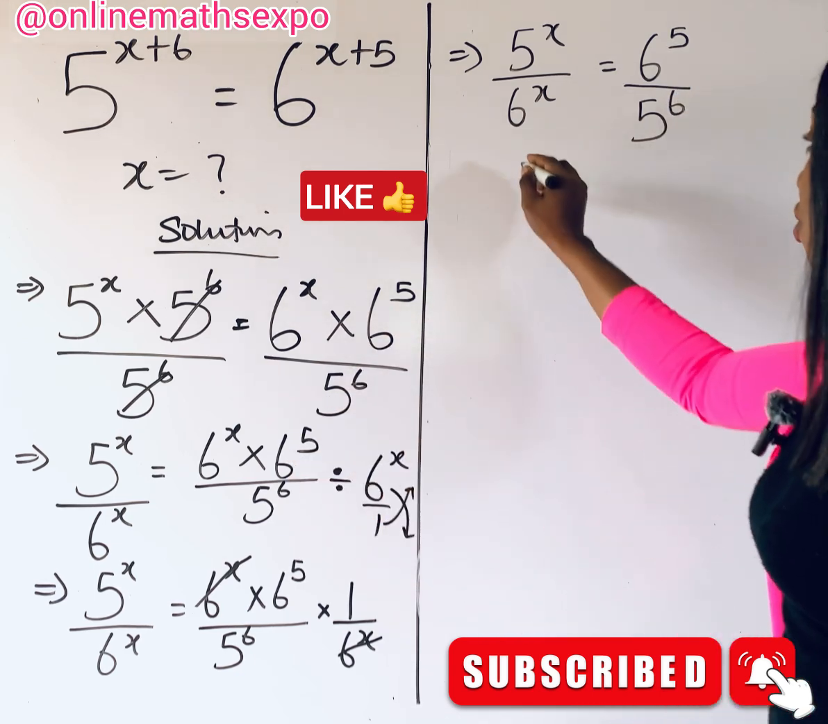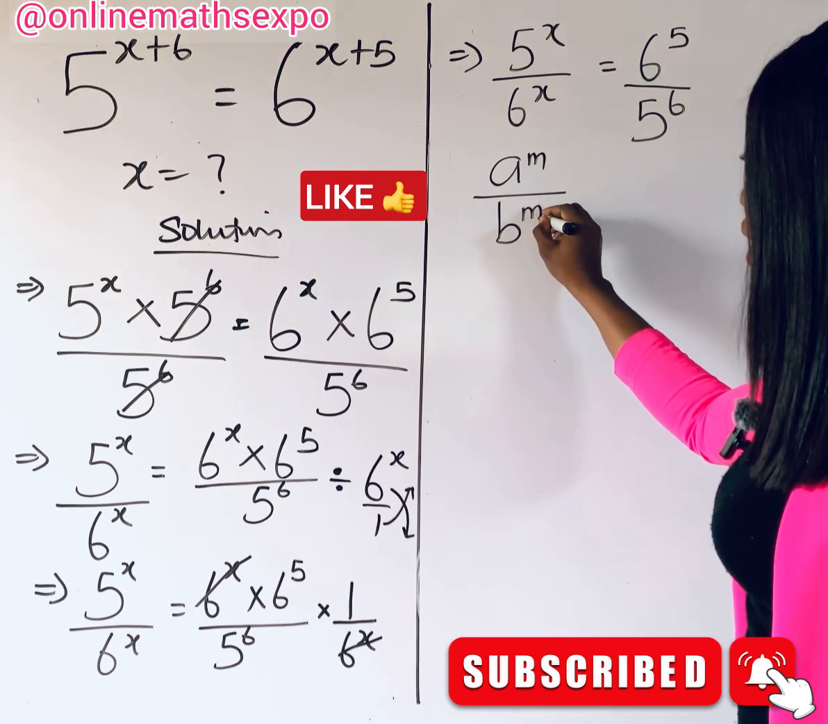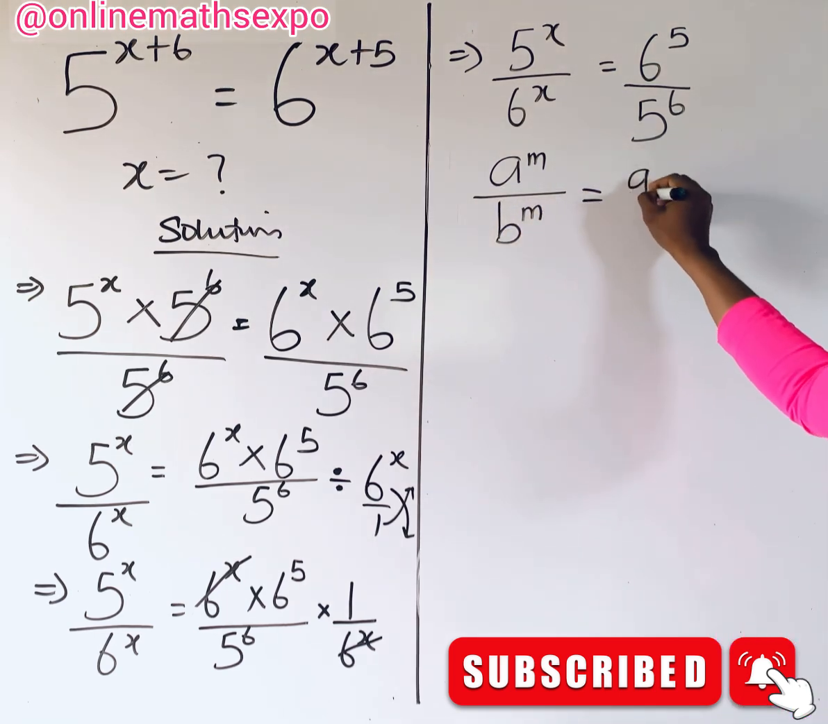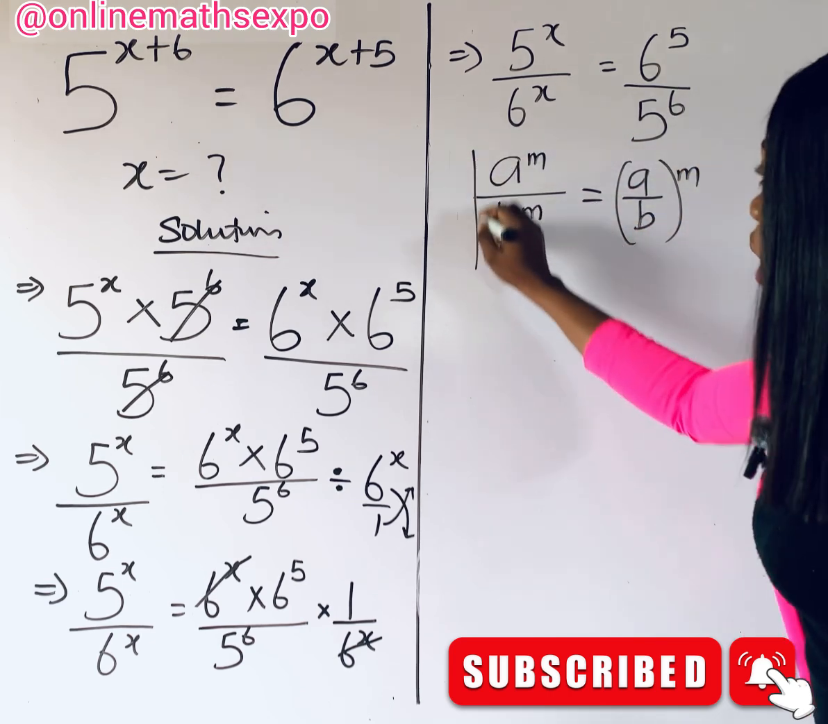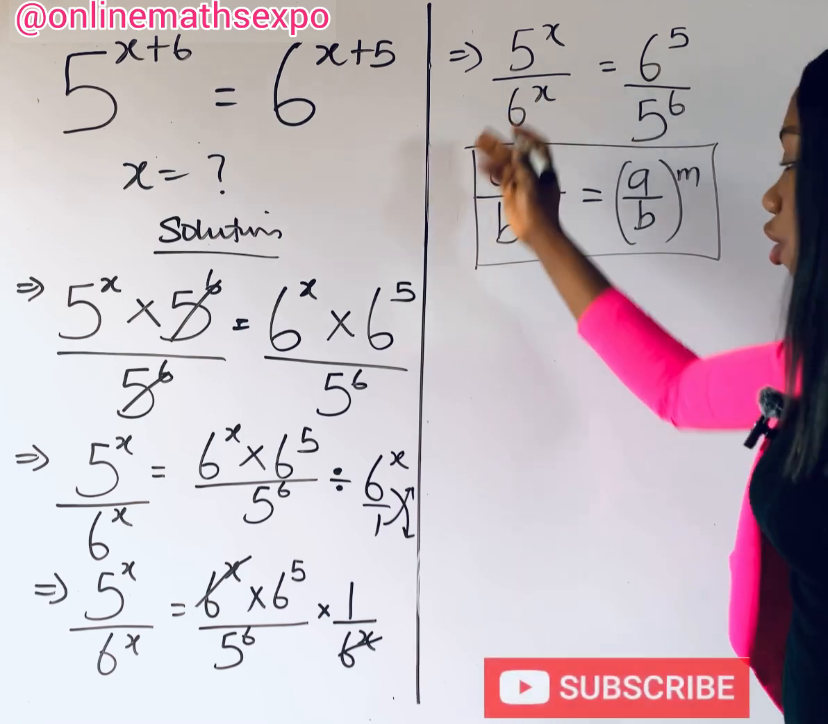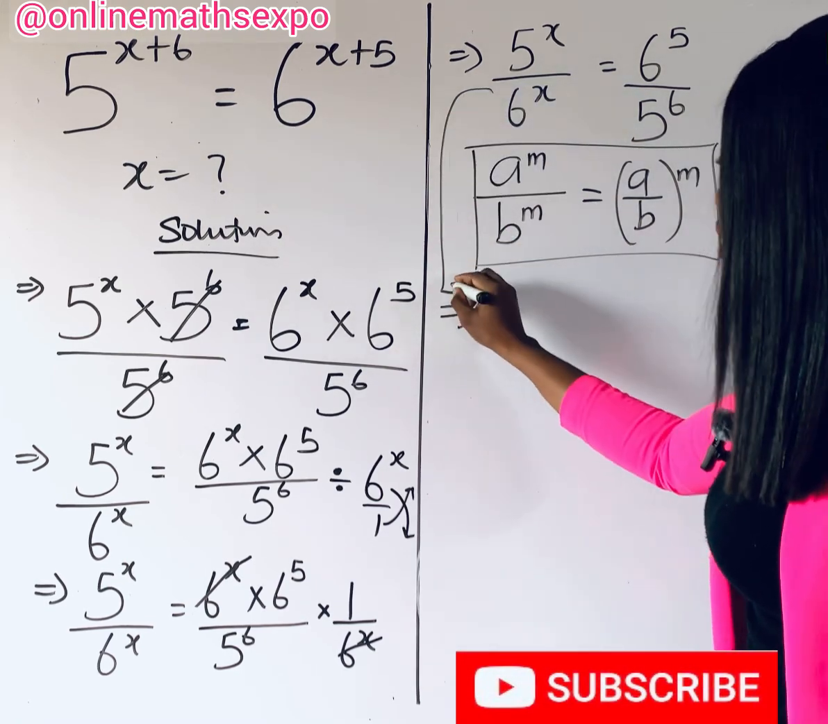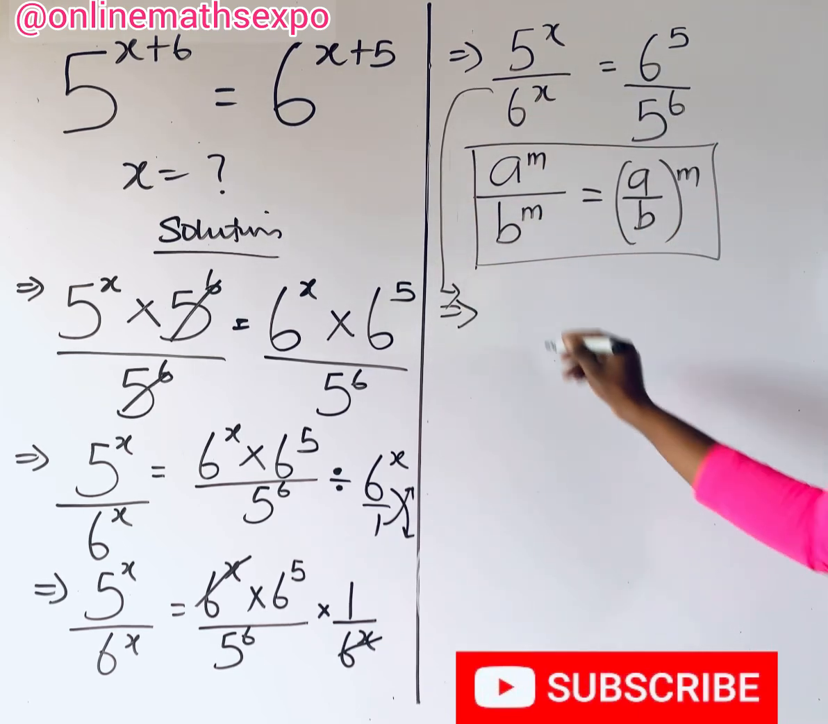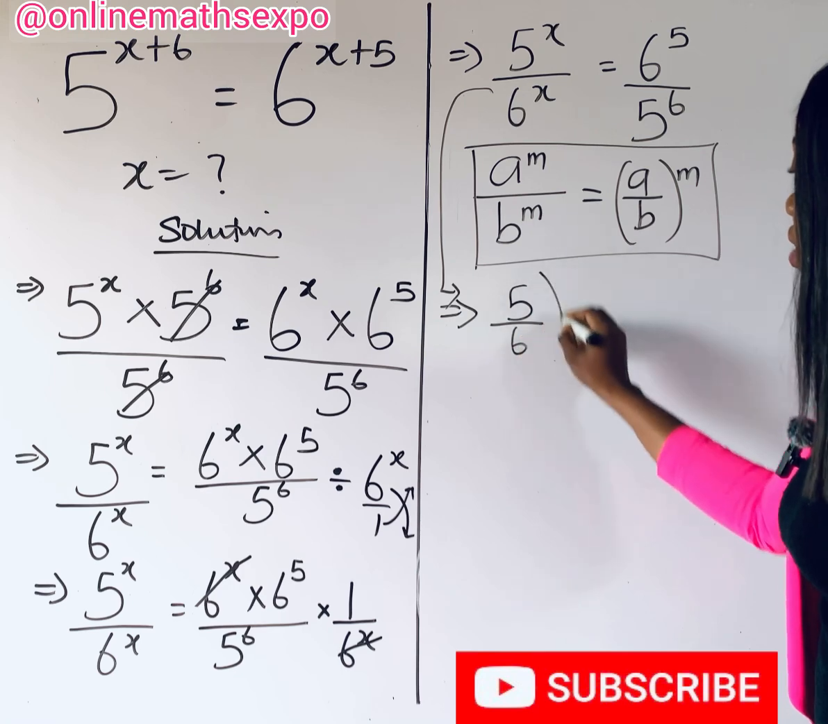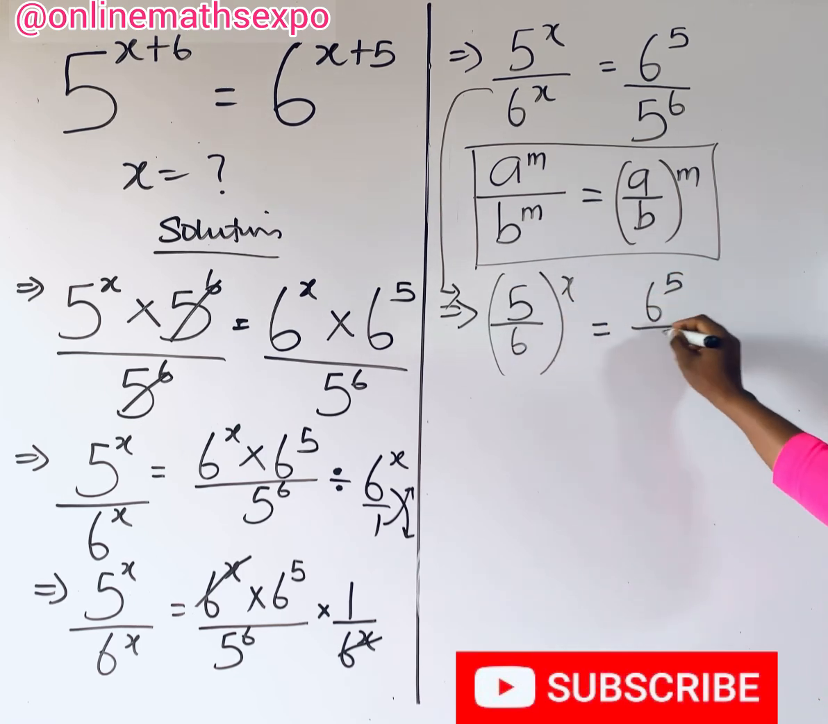Now what do you do next? Just remember this rule of exponents. Each time a is raised to the power m and b is raised to the power m, it simply means a divided by b will be raised to the power of m. So we're going to apply this rule to the left side of the equation. You observe the powers are the same, so you can apply this rule. And that gives us 5 divided by 6 to the power of x is equal to 6 to the power of 5 divided by 5 to the power of 6.